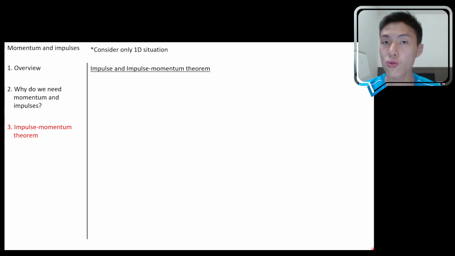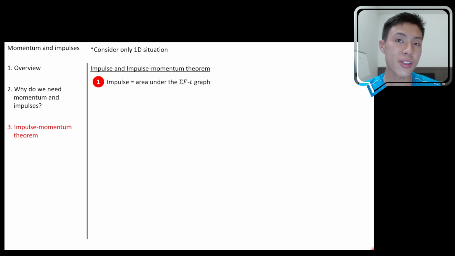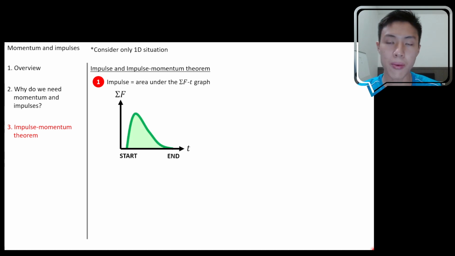Let's go through the two important messages that we have carried in the last video. Last video we said that impulse is equal to the area under the net force time graph. If we have a net force time graph that shows the sudden events, this is the start of the sudden event when it starts to be in contact, then it spikes, then at the end when it starts to break contact, the force drops back to zero. So this is our net force time graph.